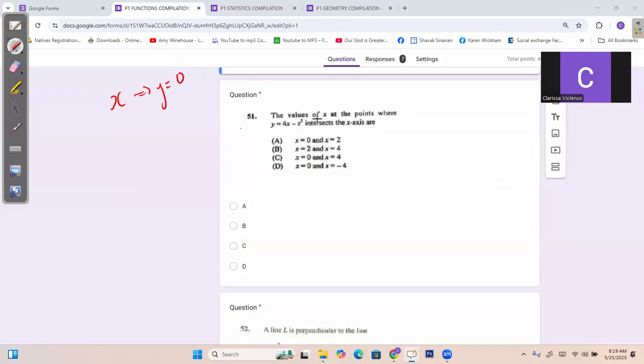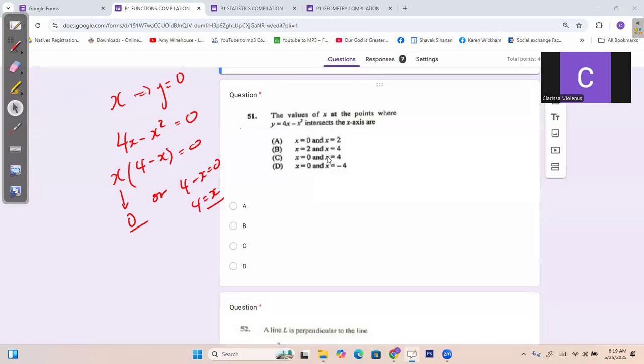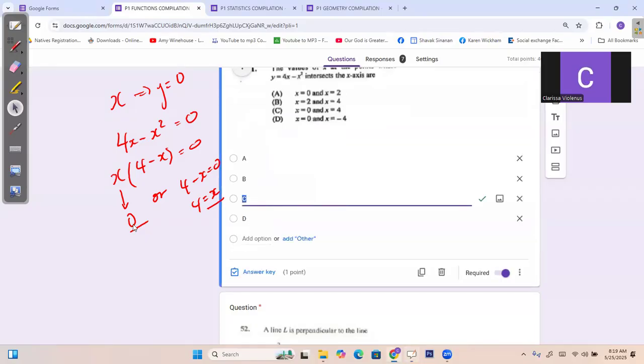And since y is equal to 0, we substituted. So that means 4x minus x squared is equal to 0. So we factorize this, we pull out x. x times (4 minus x) is equal to 0. So that means x is equal to 0, or 4 minus x is equal to 0. And if we transpose, we carry over the minus x, so 4 is equal to x. So that means x is equal to 4 or 0. So where is that? That's C, correct?